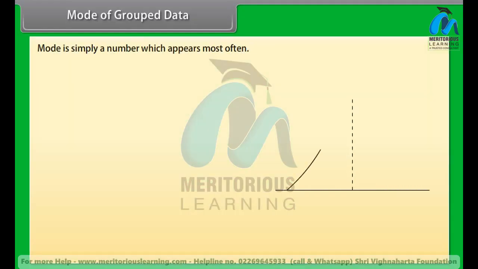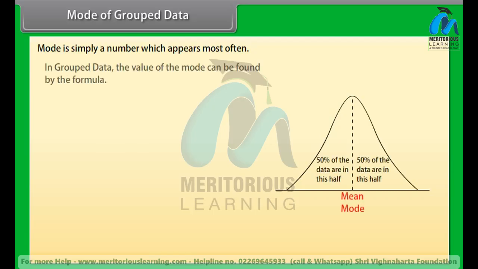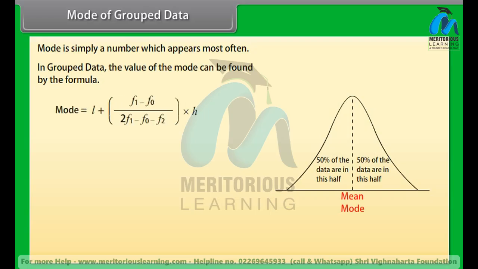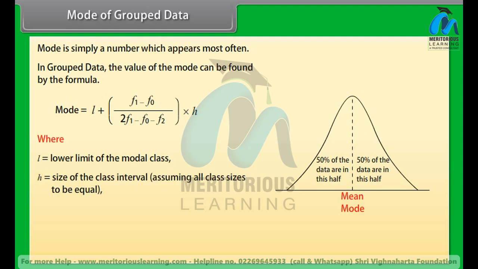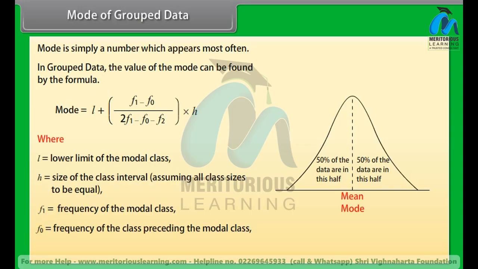Mode of grouped data. Mode is simply a number which appears most often. In grouped data, the value of the mode can be found by the formula as given below. L plus F1 minus F0, that is divided by 2F1 minus F0 minus F2, multiplied by H, where L is equal to the lower limit of the modal class, H is equal to the size of the class interval, assuming all class sizes to be equal. F1 equals frequency of the modal class. F0 is equal to frequency of the class preceding the modal class. F2 is equal to frequency of the class succeeding the modal class.